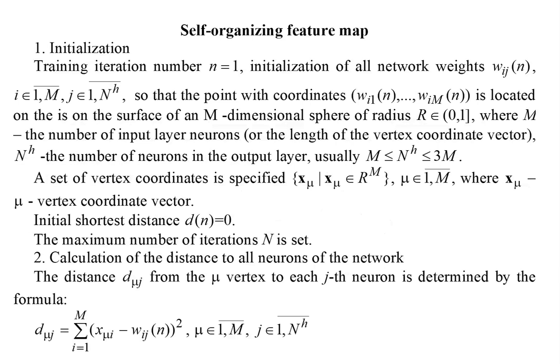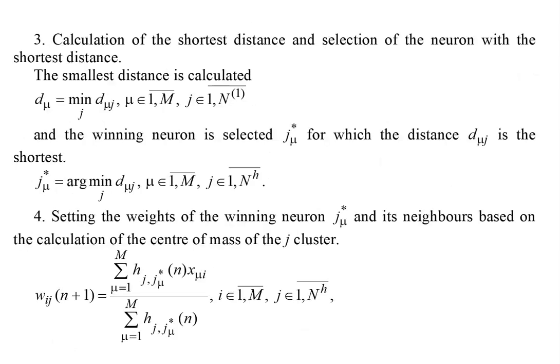Self-organizing feature map. Initialization. Calculation of the distance to all neurons of the network. Calculation of the shortest distance and selection of the neuron with the shortest distance. Setting the weights of the winning neuron J-mu and its neighbors based on the calculation of the center of mass of the J cluster.